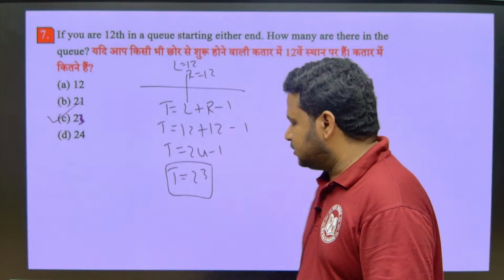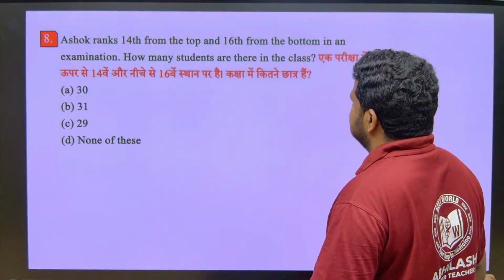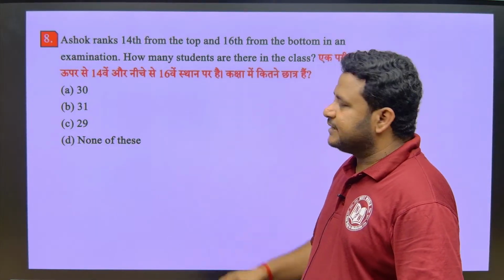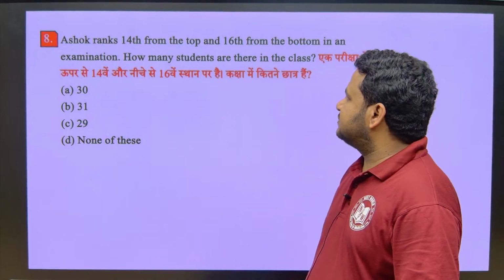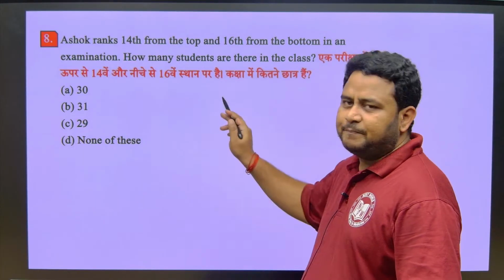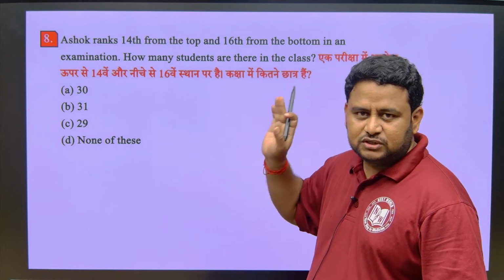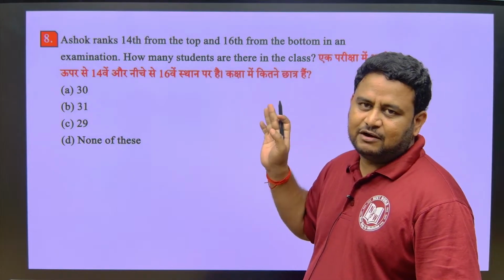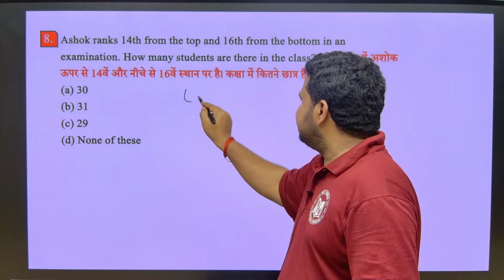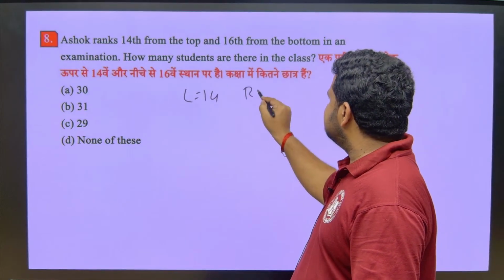Now let us move to other types of questions. Even if they talk about ranking, it is the same thing. Ashok ranks 14th from the top and 16th from the bottom in an examination. I don't worry about top and bottom; I have to focus on whether I am getting left or right. Top means it is left, so left is 14. Bottom means right, so right is 16.